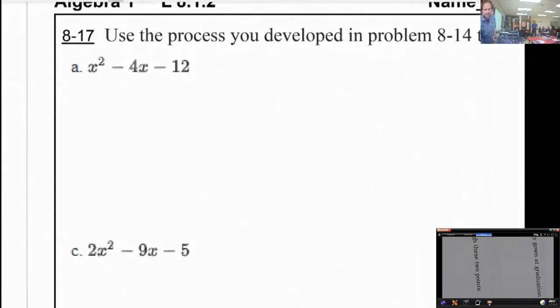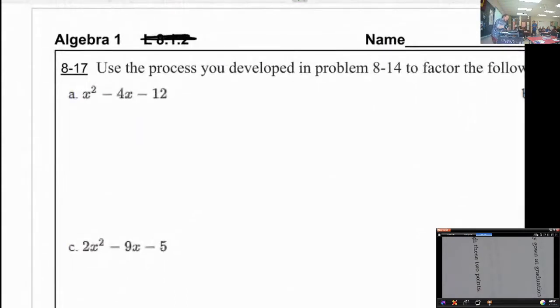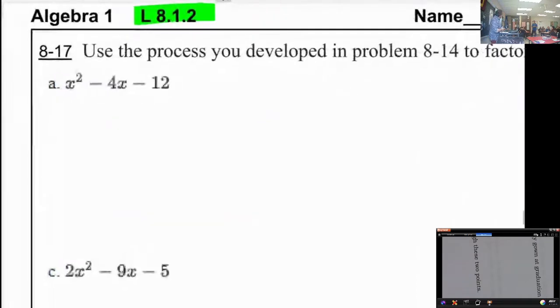This is your homework guide for homework 8.12, the last homework assignment. This is a record as far as how far I've ever gotten in this curriculum for a given school year. Although, to be fair, the last three years have been rocked by ridiculousness. So let's jump right into it.